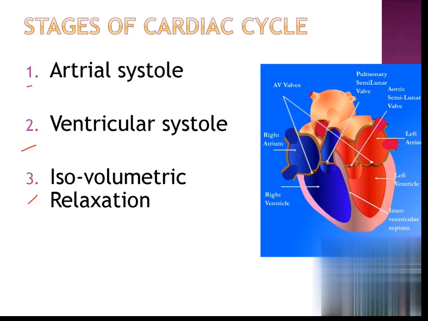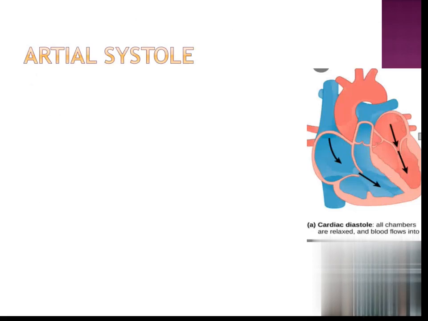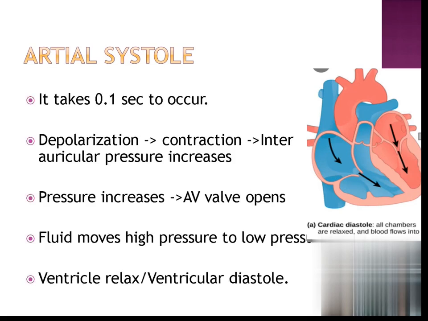Otherwise known as joint diastole. Okay. Then coming to atrial systole. So what happens now? This atrial systole means what? In this phase, the atria or the auricles are contracted. Now this contraction mainly takes 0.1 second to occur.